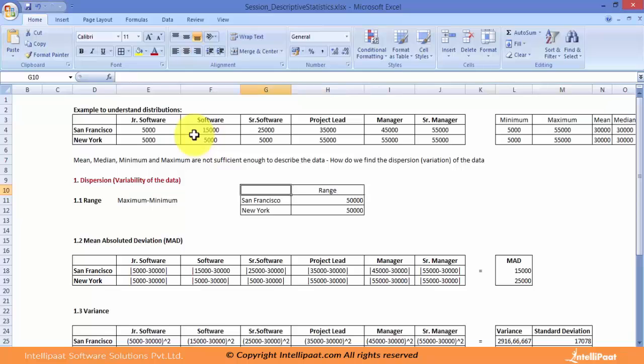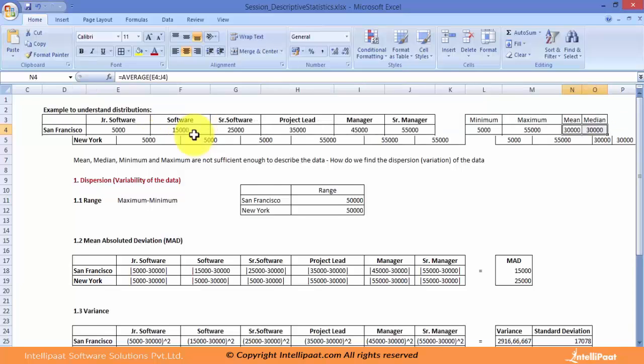Then let us go to the other one, which is mean absolute deviation. Suppose you have the junior software engineer who is earning 5,000. How far is he from the mean value?